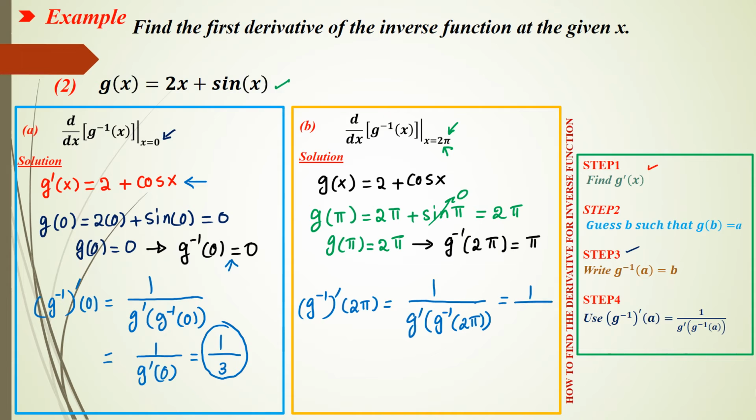which equals 1 over g prime. Now g inverse of 2 pi is given and equals pi, so g prime of pi, and this equals 1 over, you have to plug in x equals pi in the derivative of g, so we have 2 plus cosine of pi, and cosine of pi equals negative 1, so this equals 1 over 2 minus 1, which gives us 1.